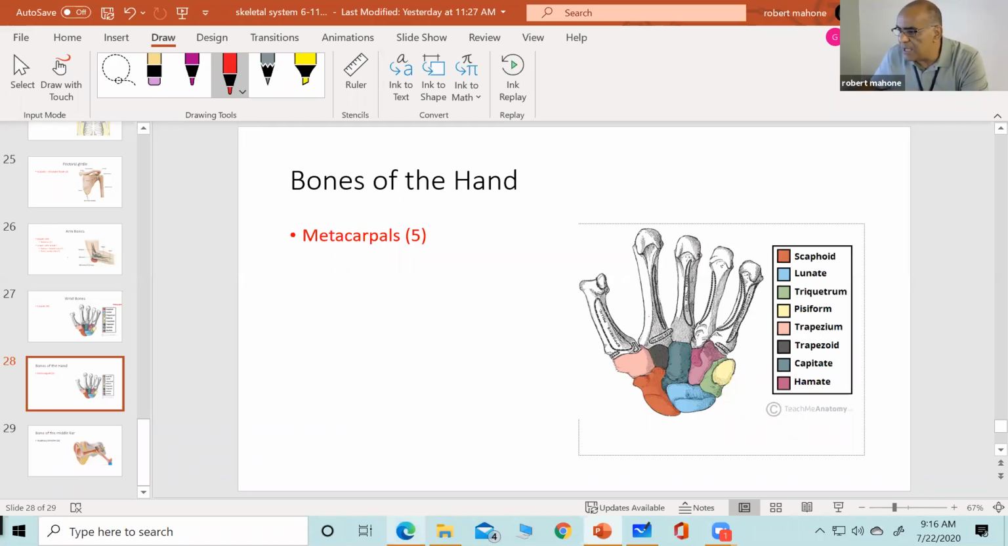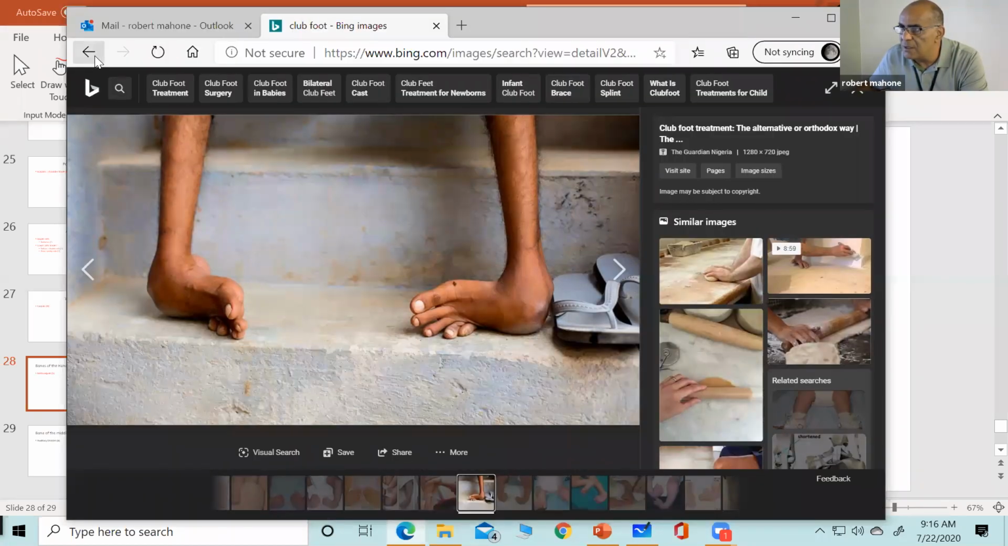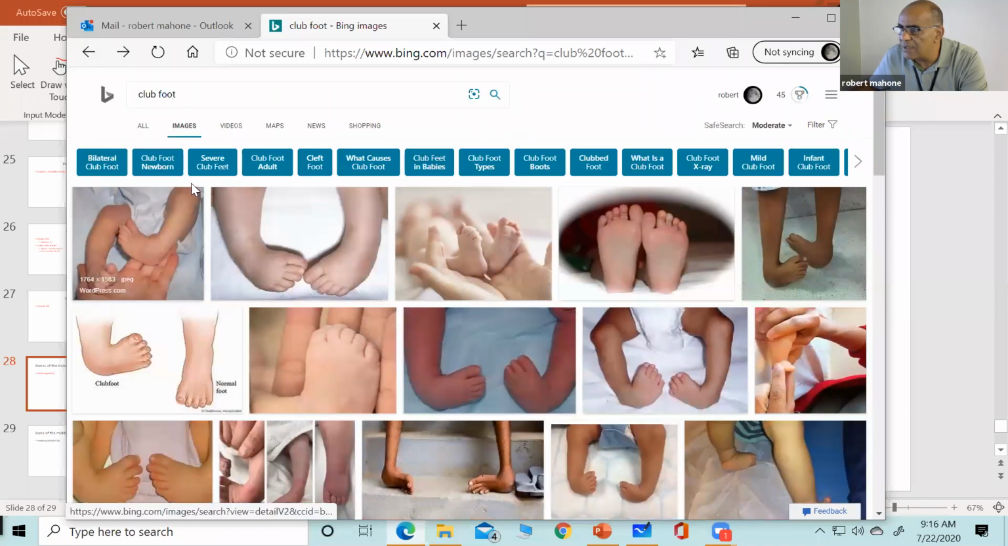Another issue that happens with children that we should talk about at the legs is called rickets.